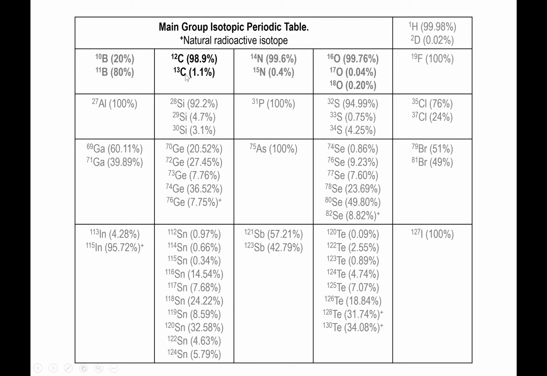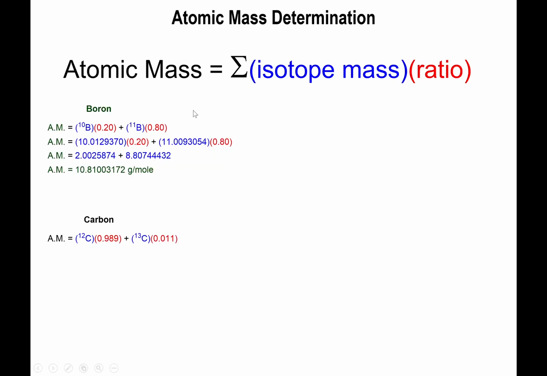Another example, carbon. Carbon-12 and carbon-13, those are the main constituents of carbon. You do the same thing. Carbon-12 is multiplied by 98.9 divided by 100%, plus the isotopic mass of carbon-13 times 1.1% divided by 100%. And you multiply the corresponding values with each other.